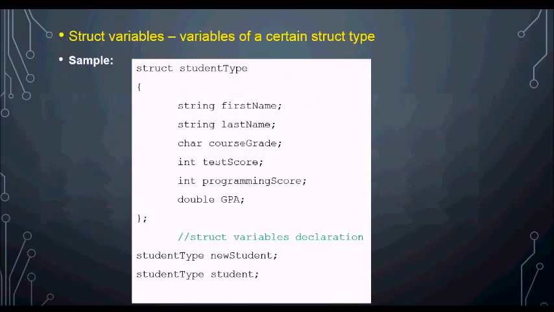Struct variables are variables of a certain struct type. After we have declared the struct name and the data types inside it, we can have a struct variable. Look at this example. There's studentType newStudent and studentType student. It means they are the variables of the struct that we have declared.